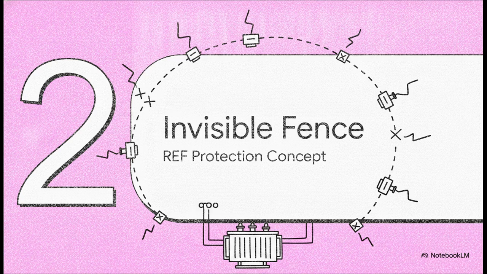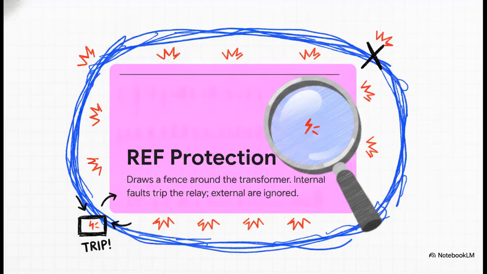Section 2, the invisible fence, also known as the REF protection concept. So, what is this actually doing electrically? In plain English, REF protection draws an invisible fence right around the transformer winding and its neutral connection. Any fault current inside that fence, bam, the relay trips immediately. Anything outside that fence, the relay completely ignores it.